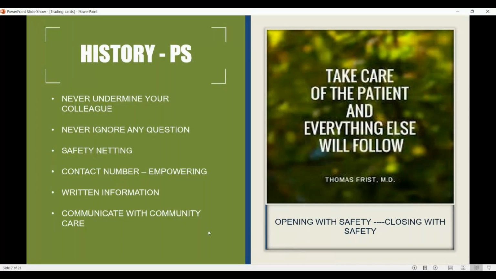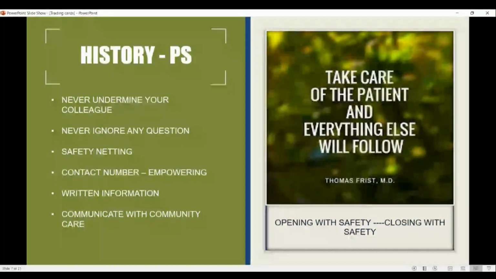Then never undermine your colleagues. That's a patient safety issue. Okay, how is it patient safety? If you undermine your colleague, you are shaking the patient's trust in the doctor, and that can lead to many allegations and burden on the NHS. So they are very particular about it, that you are not going to undermine your colleagues at all. You have to handle the patient accordingly.